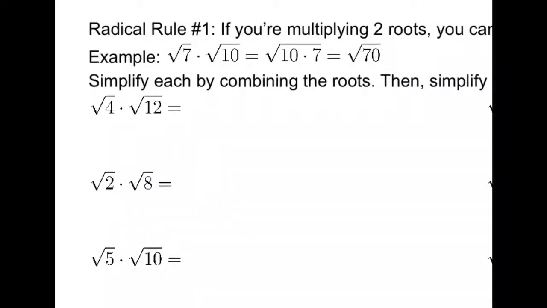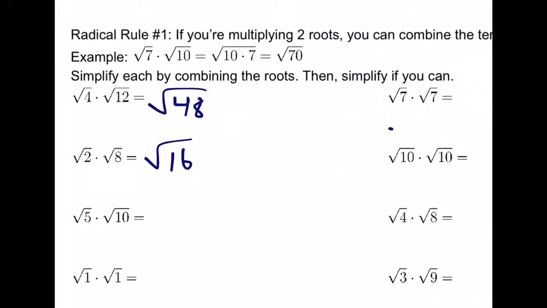So if we were going to simplify the square root of 4 times 12, this becomes square root of 48. Or here the square root of 16. And here the square root of 49. Or the square root of 100.